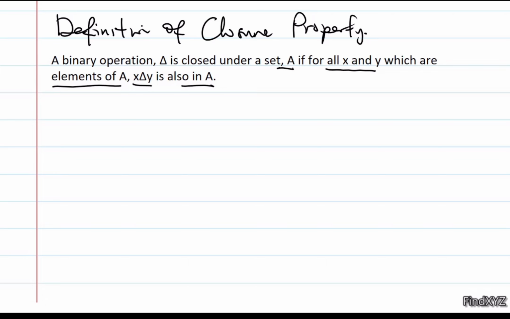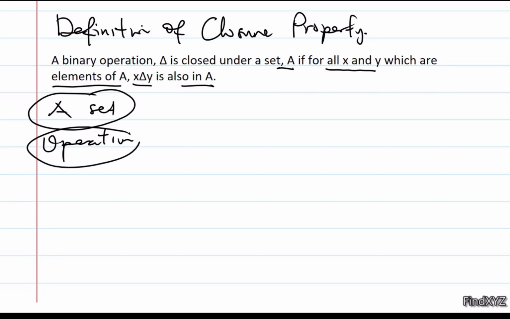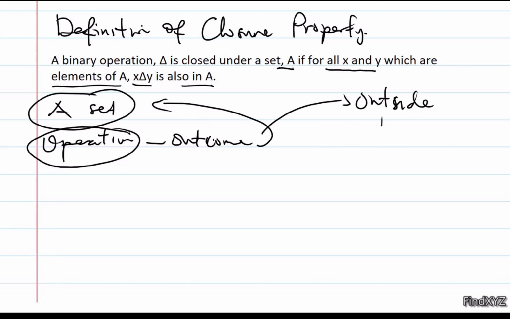So what does this mean? This means that we are discussing a set and an operation, such that whatever element we pick in a set and perform an operation, the outcome must be from the given set. If it is outside, then we say it is not closed under the operation. So we need two things. We need a set and an operation.